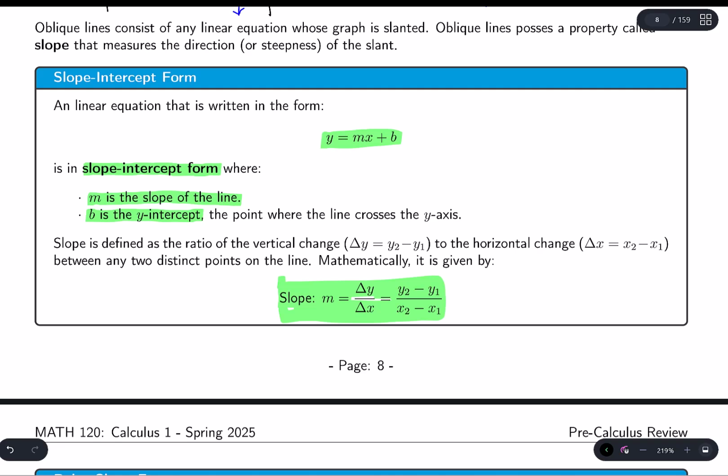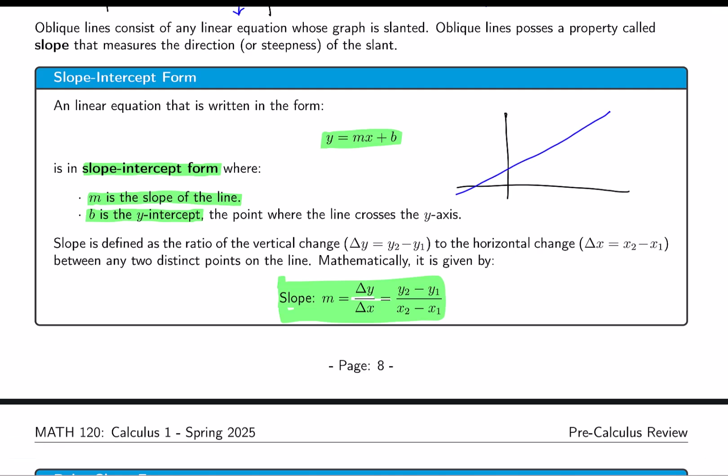And where that comes from, just so you fully understand, if you have some line and you pick 2 points on that line, and it doesn't matter what points you pick, when you go from one point to the next, if you follow the horizontal and vertical changes, the vertical change, if this is the point (x2, y2) and this is the point (x1, y1).